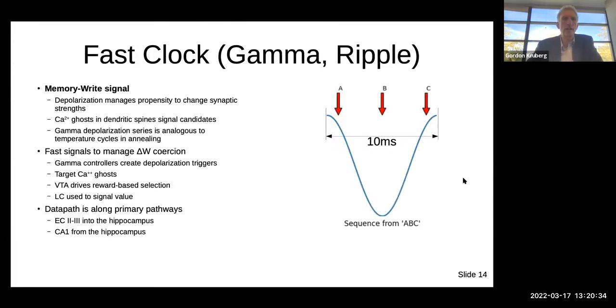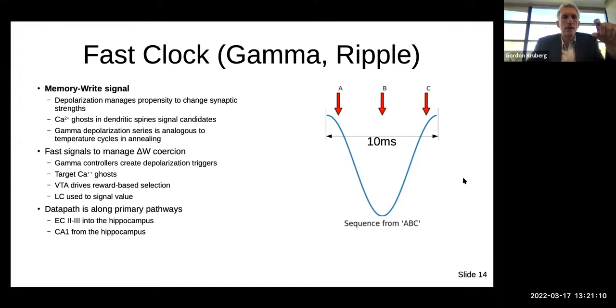Fast clock, on the other hand, does not act in a behavioral mode. It acts in a memory write. And in fact, my contention is that the actual signal of the gamma and ripple clocks is a specific memory write signal. And the memory that's being written is the sequence coded packet. The systematic difference is this high, non-behavioral speed.